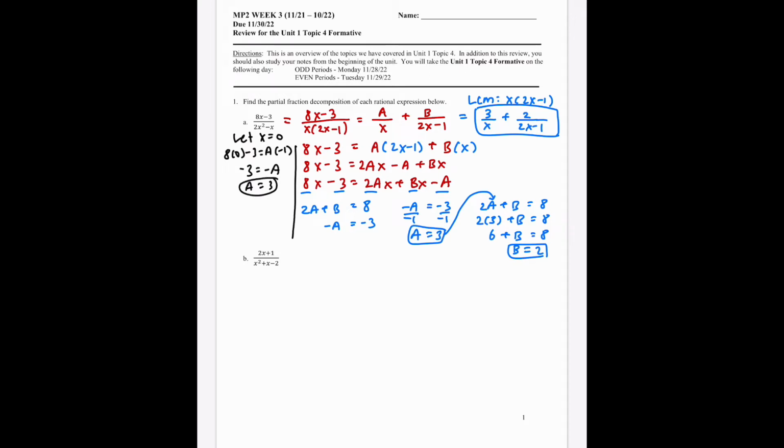Or we could set x equal to 1/2. You plug it in, and the a goes away. So you have 8 times 1/2 minus 3 is equal to 1/2 b. So 4 minus 3 is 1/2 b, so 1 is equal to 1/2 b. Multiply both sides by 2, and b is equal to 2. So you could have also offset and gotten the same answer. I'm going to erase this a little bit so we have some space for the next piece.